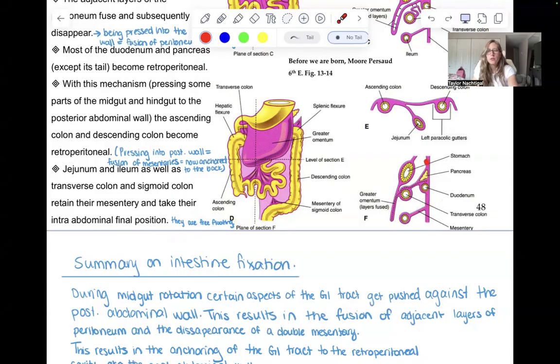So here there's no double mesentery. The pancreas and the duodenum are anchored flat against the back wall, the retroperitoneal cavity, but the other parts of the intestine are more free floating. They can move around a little bit more, which is good. We don't want anything anchored, because we could get a bowel obstruction if these things get stuck and their blood supply gets cut off.